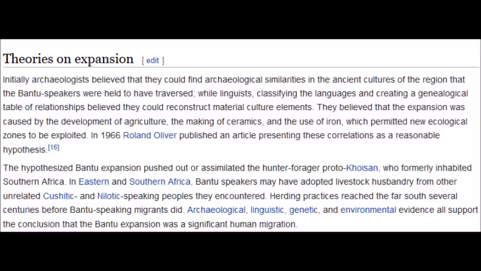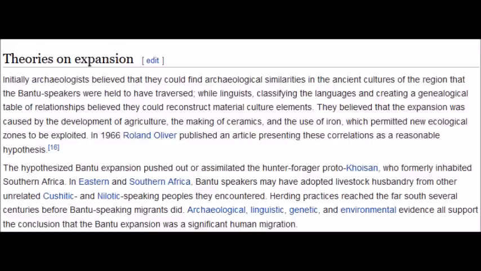It says initially, archaeologists believed that they could find archaeological similarities in the ancient cultures of the region that the Bantu speakers were held to have traversed, while linguists classifying the languages and creating a genealogical table of relationships believed they could reconstruct material culture elements. They believed that the expansion was caused by the development of agriculture, the making of ceramics, and the use of iron, which permitted new ecological zones to be exploited. In 1966, Roland Oliver published an article presenting these correlations as a reasonable hypothesis.